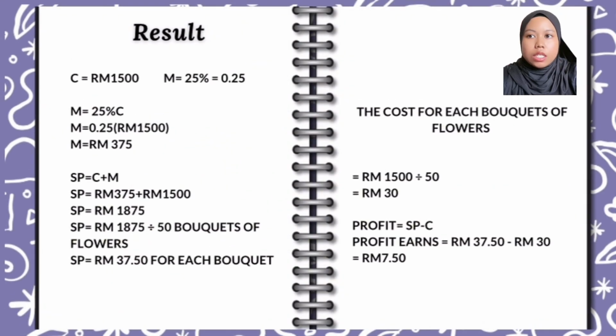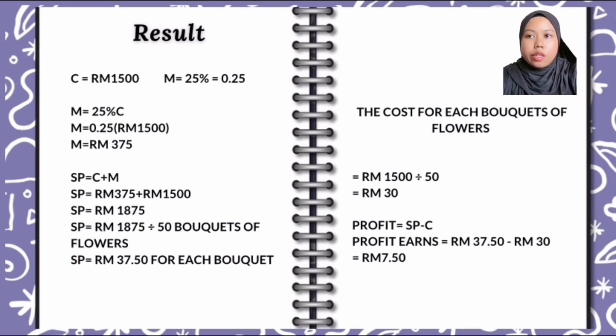The solution to find the selling price for each bouquet of flowers is, first, you need to bring out the shared information from the problem statement. C, which is cost, equals 1,500 ringgit Malaysia, and M, which is markup, equals 25%, equals 0.25. Now we have to find the markup based on cost. M equals 25% multiplied by cost. Then M equals 0.25 multiplied by 1,500 ringgit. And the answer for markup is 375 ringgit Malaysia.